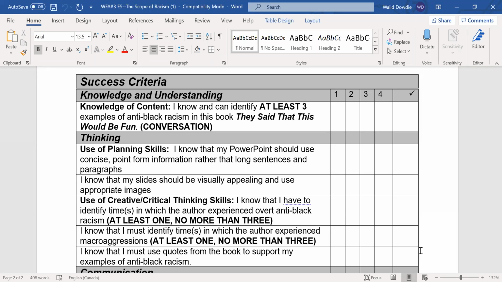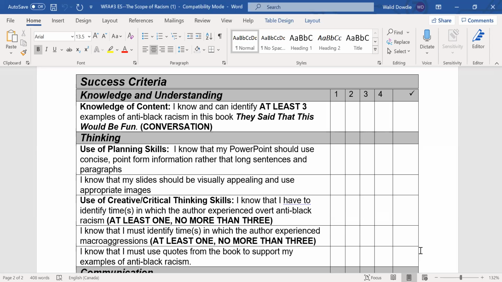Use planning skills. I know that my PowerPoint should use concise, point-form information rather than just long sentences and paragraphs. This is very important. Sometimes people in PowerPoint presentations just basically write an essay. I don't want that. I want it to be concise information that allows me to understand what's going on.